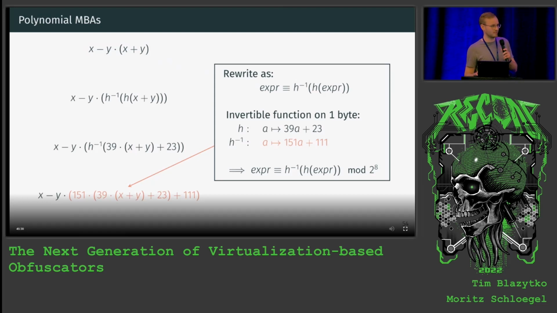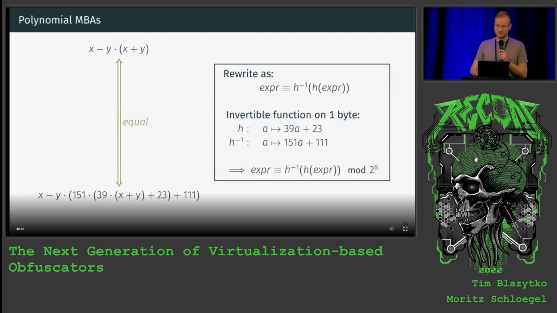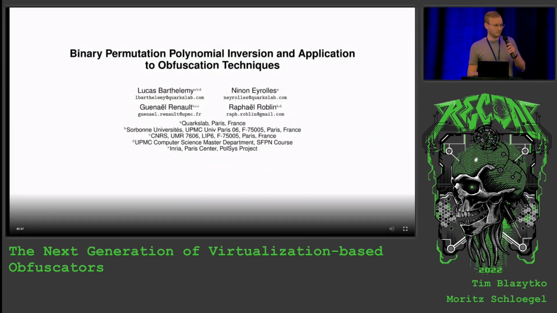So the problem here is you need this function pair, right? So you need the function and the invertible function, but you still get this equal representation, but a significantly syntactically more complex one, right? So people working on finding such functions are, for example, the Quarkslab folks in Paris. So there's this paper, if you're interested in that, be prepared for math.